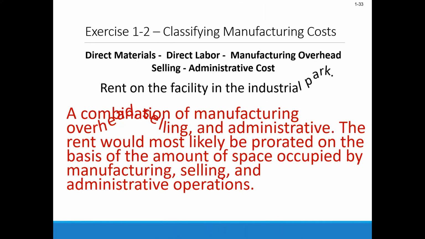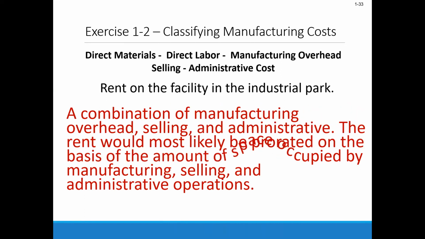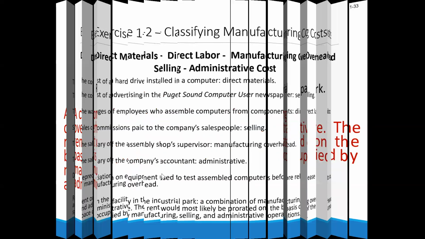They're saying here it's a combination, because maybe there's a portion of the industrial park that's selling and administrative. It's kind of a trick question there. I'll try not to give you trick questions, okay? It's a combination of both manufacturing overhead and could possibly be administrative and selling. The rent would most likely be prorated on the basis of the amount of space occupied by the different departments. Okay?